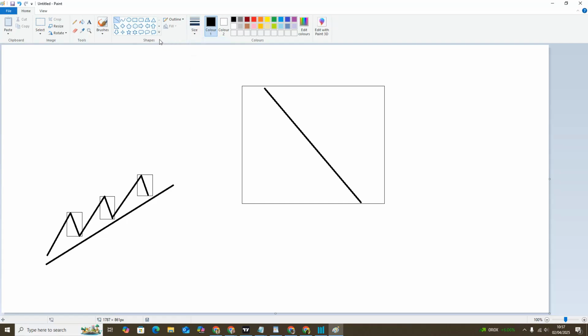So what we want to look for during this pullback is what I call a momentum low in an uptrend. Okay, so let's say price made a high there, and this is the first pullback, and this pullback is a higher low pullback. That means it did not close below, or did not go below, the last low. Then the price pulled back again, then the price made a low.